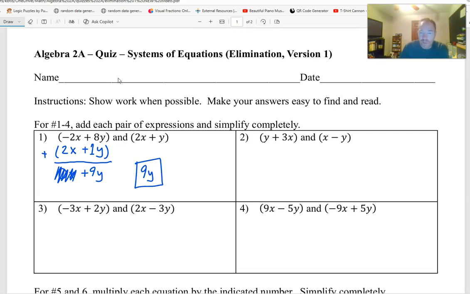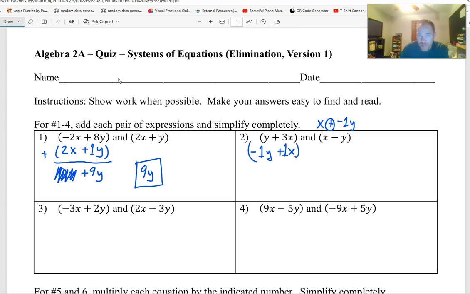Okay. Similarly, for number 2, I get a little sneaky here. First expression is y plus 3x. Second expression is x minus y. So maybe we want to say this is x plus negative y, or x plus negative 1y. And now that it's addition, we could switch it around. So we could say negative 1y here plus x, and that'd be plus 1x.